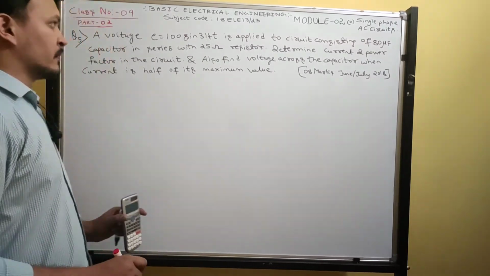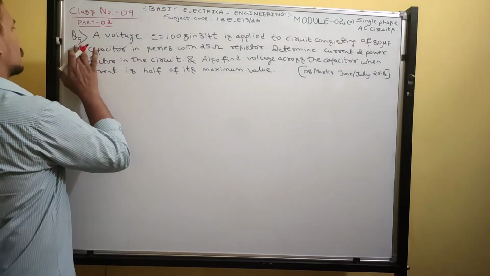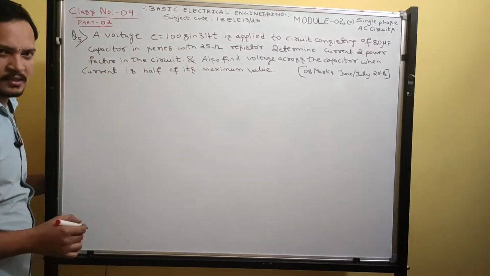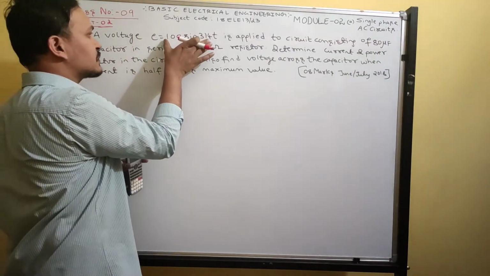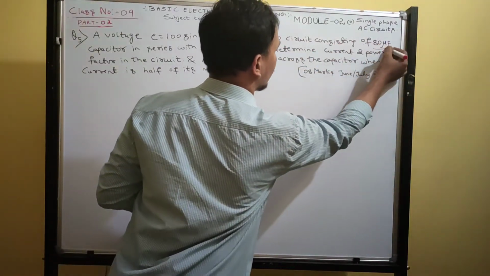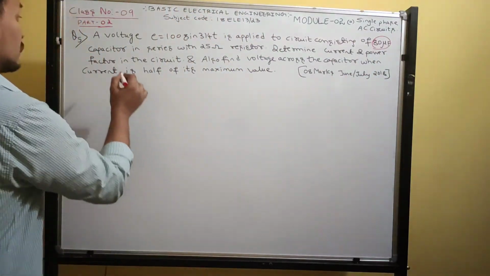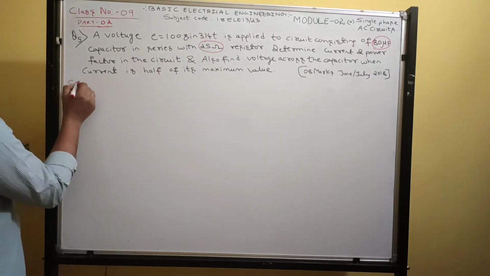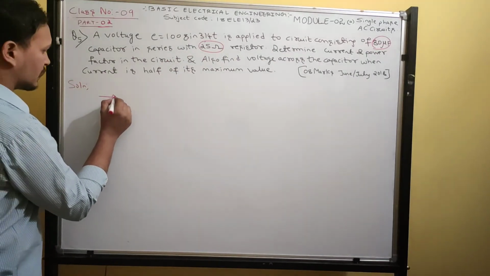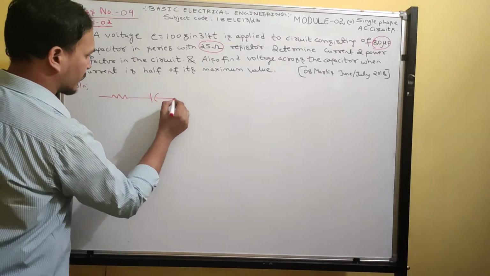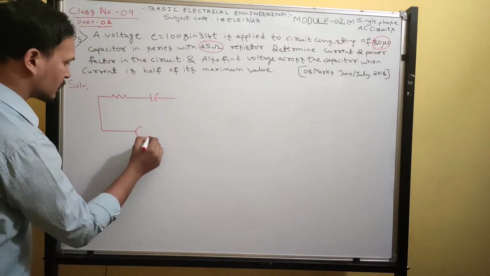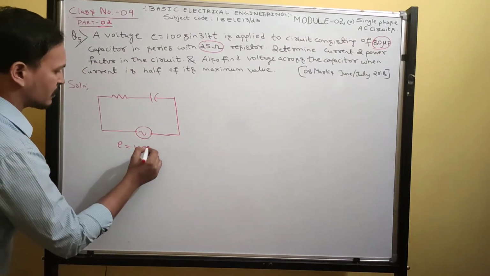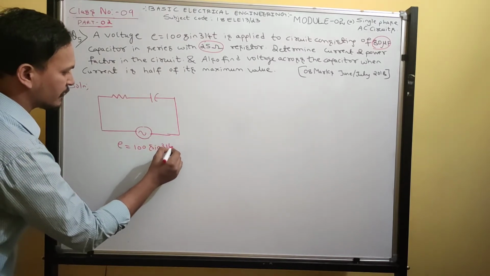Okay guys, we can start the second problem in this lecture. Question number 5. A voltage e is equal to 100 sin 314t. They have given the instantaneous voltage. This instantaneous voltage is applied to a circuit consisting of an 80 microfarad capacitor in series with a 25 ohm resistor. What type of circuit is it? Series RC circuit. So the resistor and capacitor are connected in series across the instantaneous voltage 100 sin 314t.